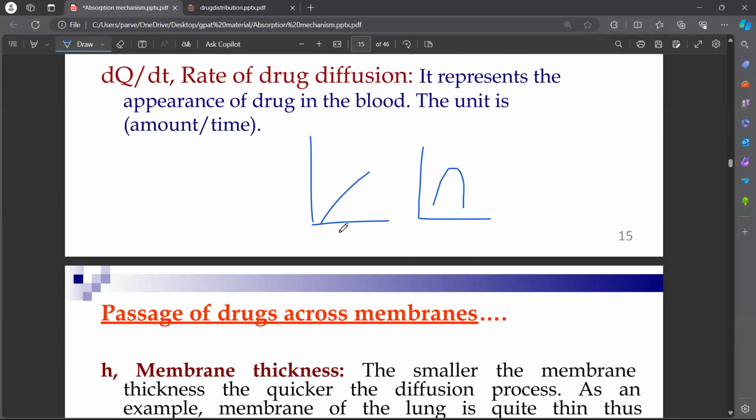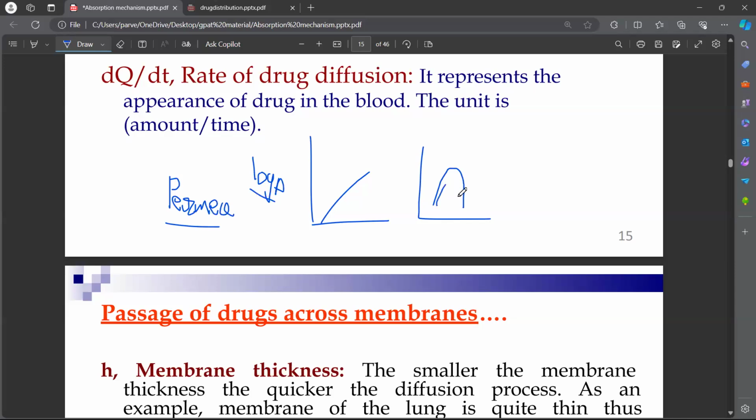For example, I am increasing the log P of a drug. If I'm increasing log P, I am checking the permeation rate. What is the relationship between log P, which is nothing but the partition coefficient, and the permeation rate? Is it linear or is it U-shaped?